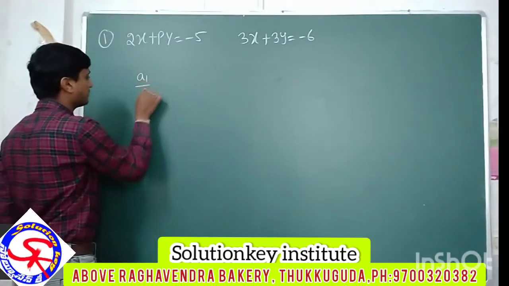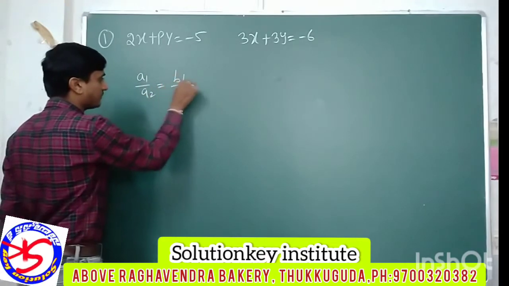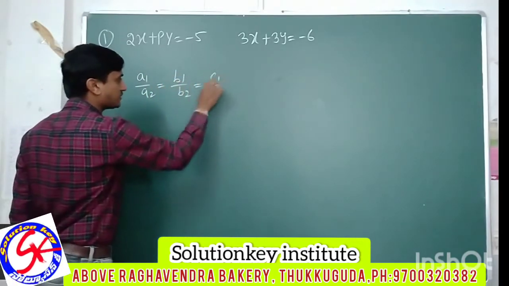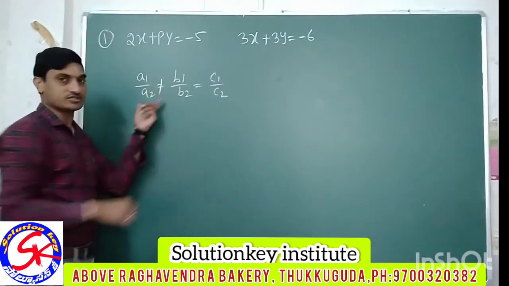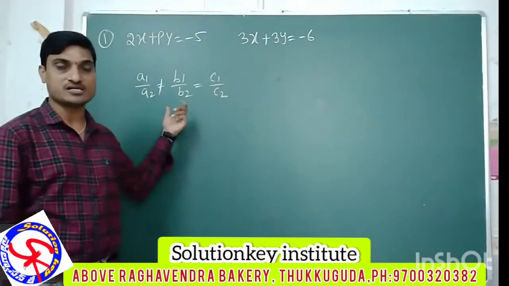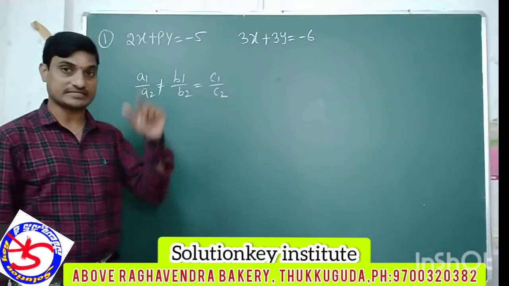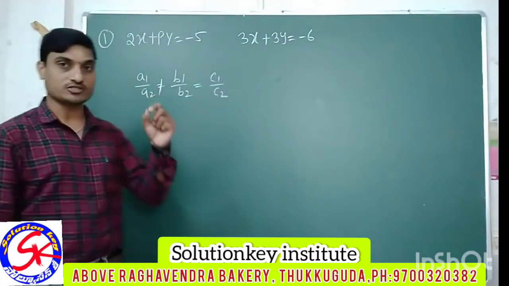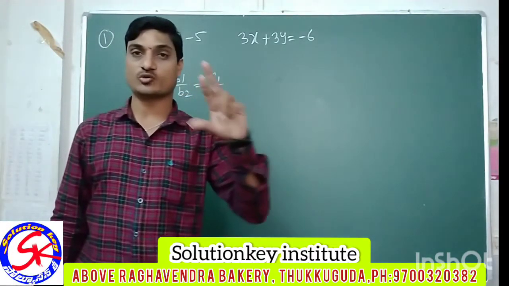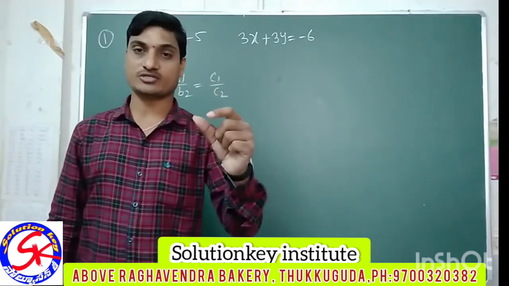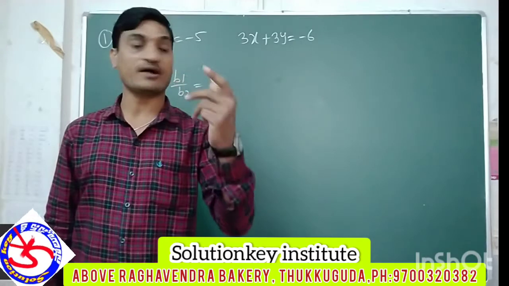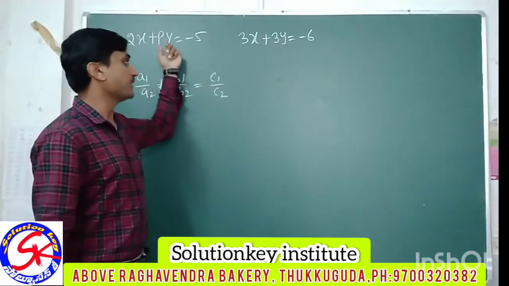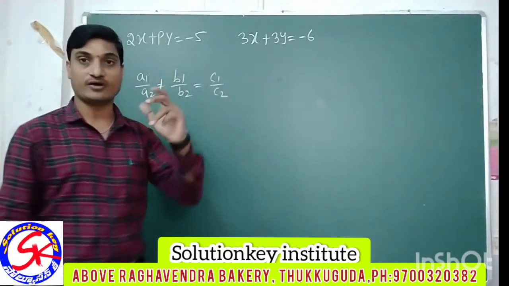A1 by A2 is equal to B1 by B2 is equal to C1 by C2 is not equal to 0. It is the condition for unique solution. First one, intersecting lines. Then in the question itself it is clearly mentioned that two lines are forming a unique solution, that two equations are giving a unique solution. Then find the value of p.